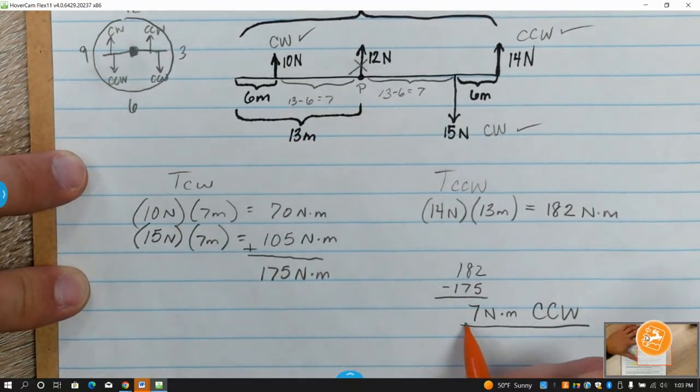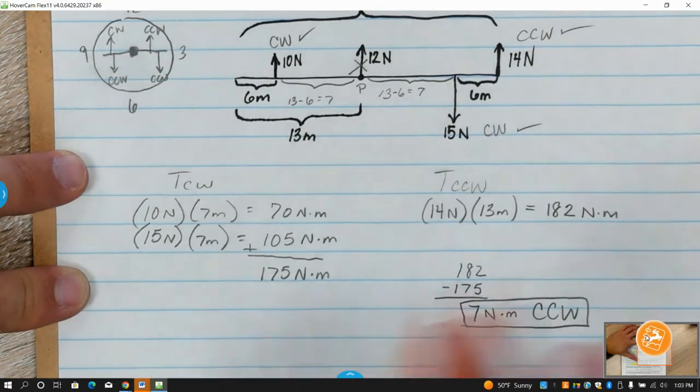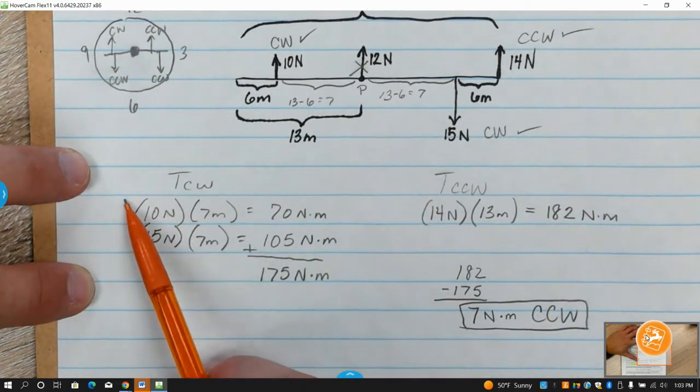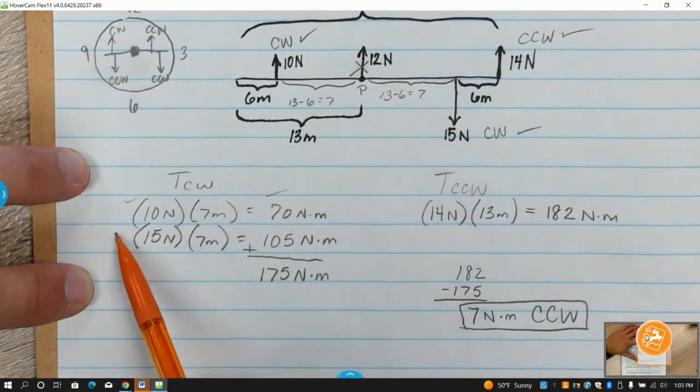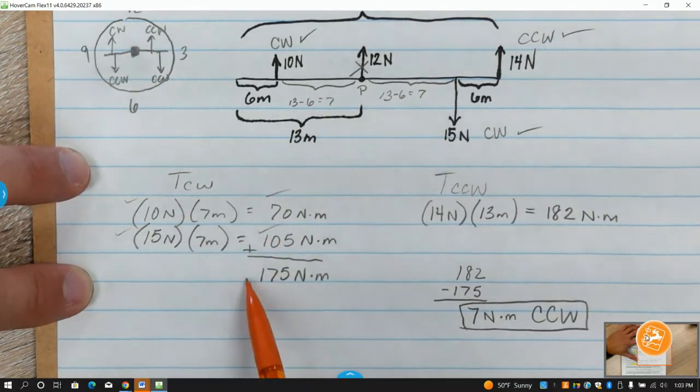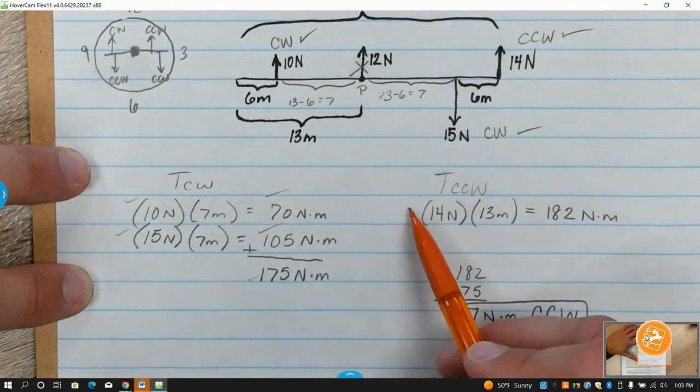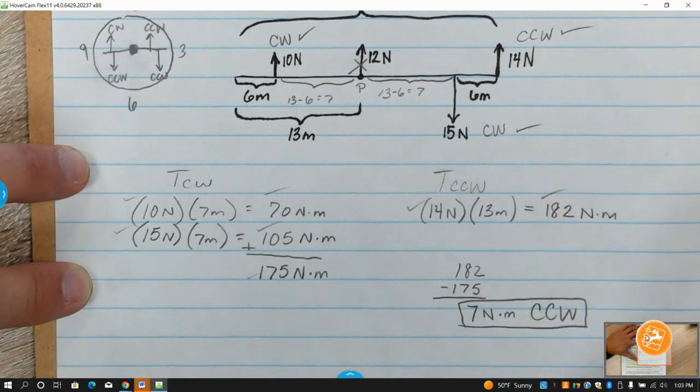So this would be how you get full points. You get a point for the calculation, a point for this answer, a point for the calculation, this answer. If you need to add them up, boom. Point for this calculation, this one. Subtract, get the right number, unit, direction.